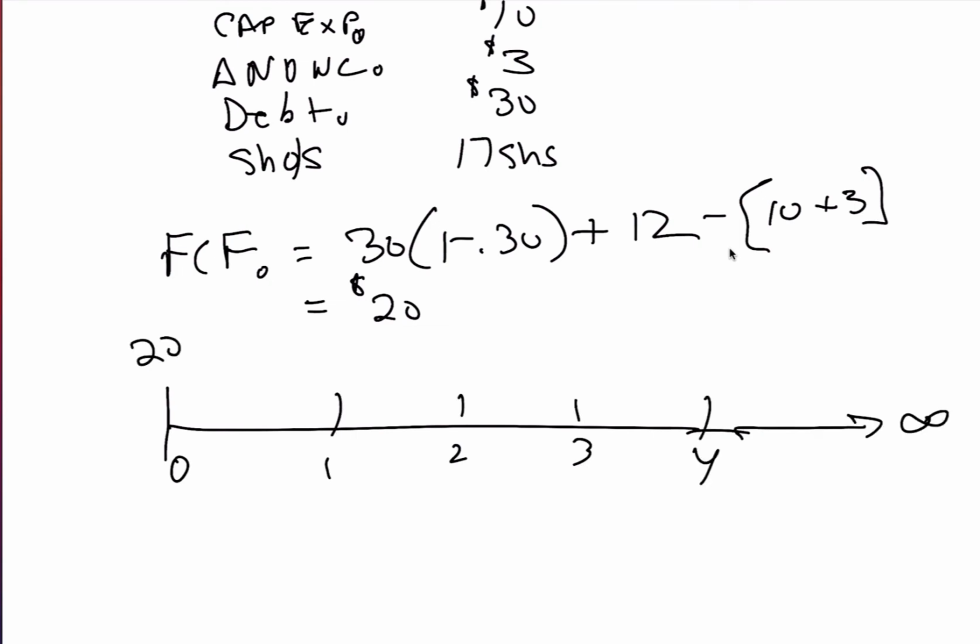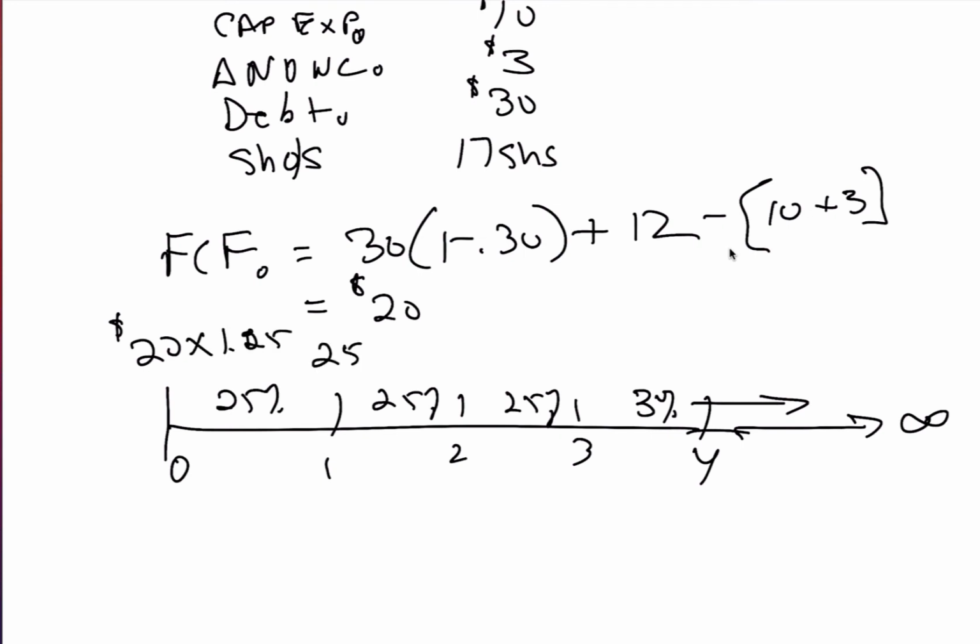This has to grow by 25%, 25%, 25%, and then 3% forever. So multiply this by 1.25. We get $25 here in free cash flow, period 1. Multiply this out, we get $31.25 in free cash flow in period 2. Period 3, we get $39.06. And then we have to multiply this by 1.03, and we get $40.23 for free cash flow in period 4.